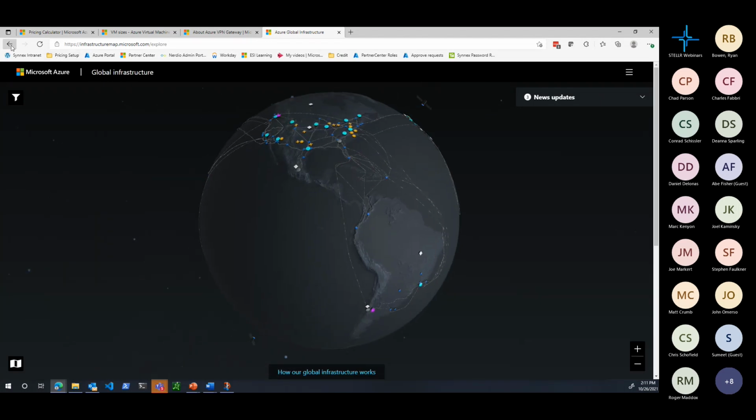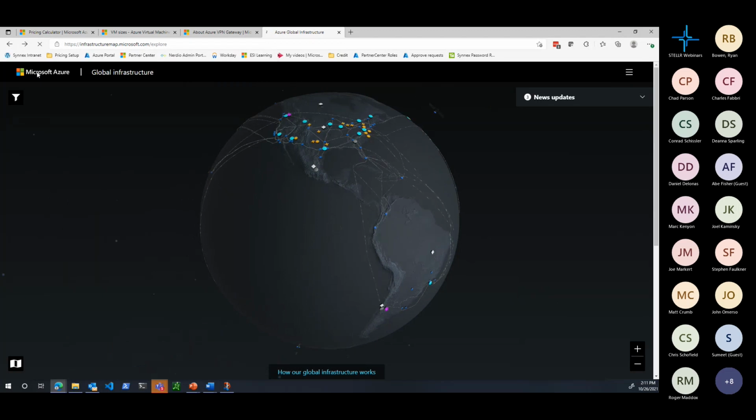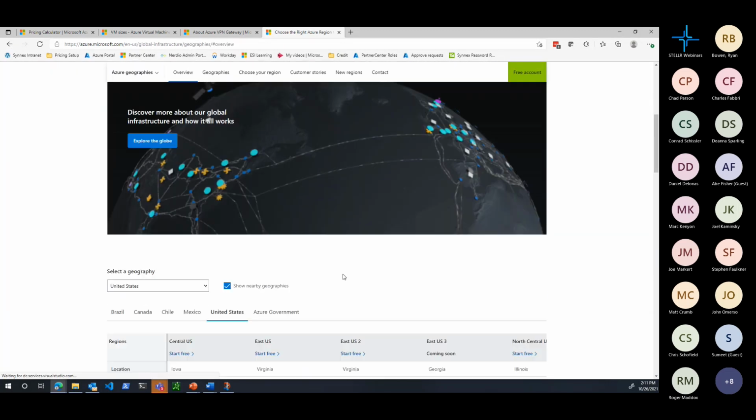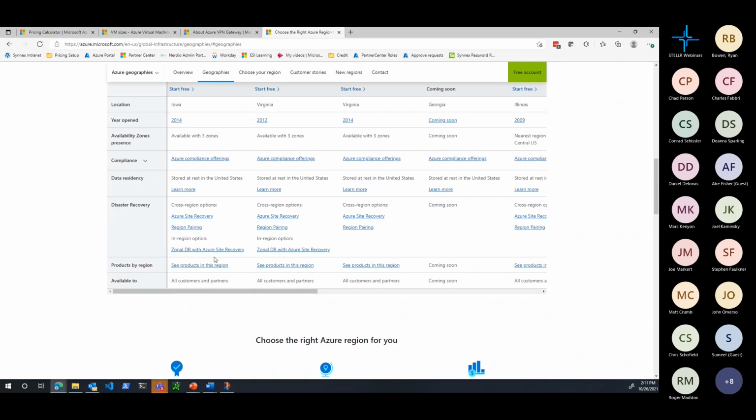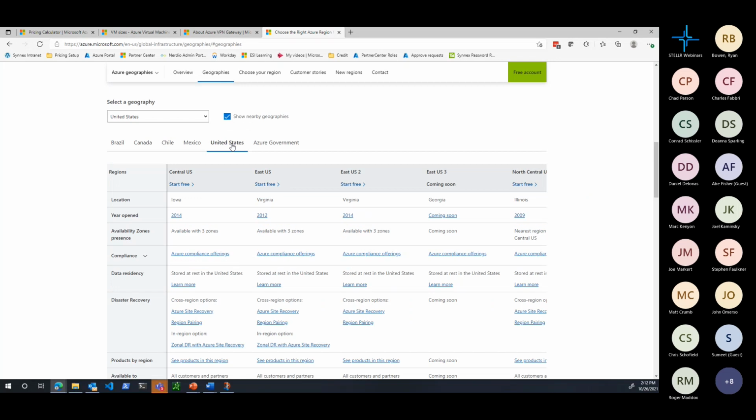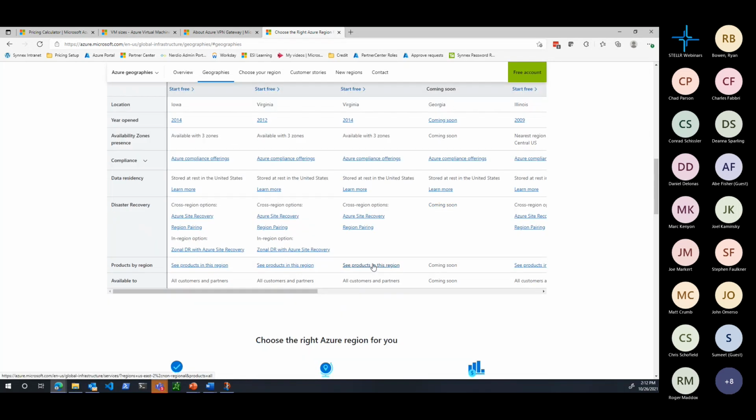If we choose the right region, which is very important, this gives you what products are available in these regions. So let's see, East US 2, we can see products that are available in this region. So these pages are very important as we go through to know how to build out these infrastructures.